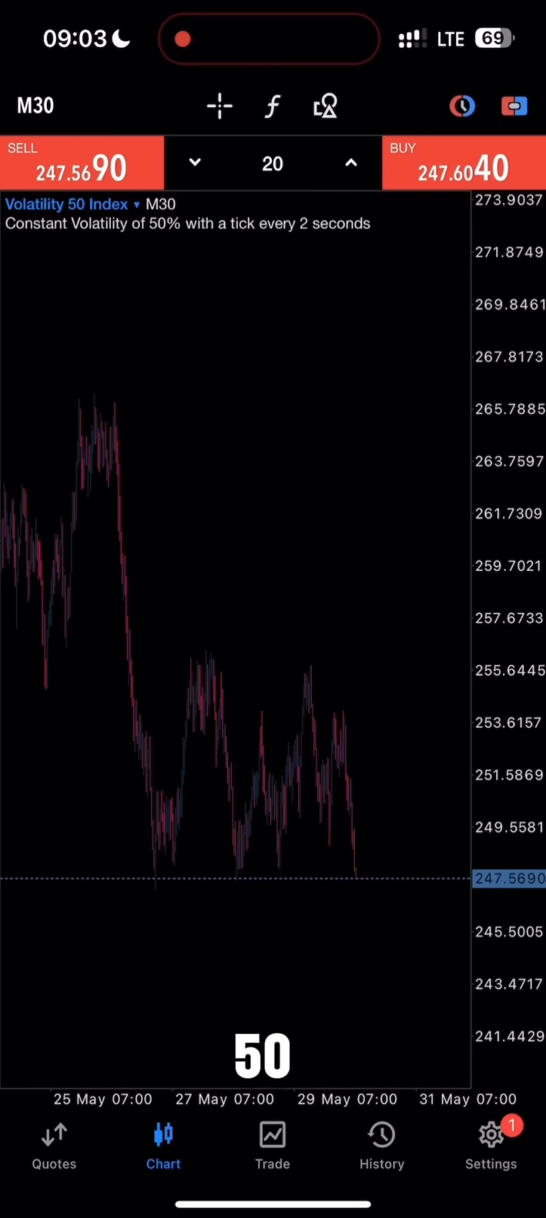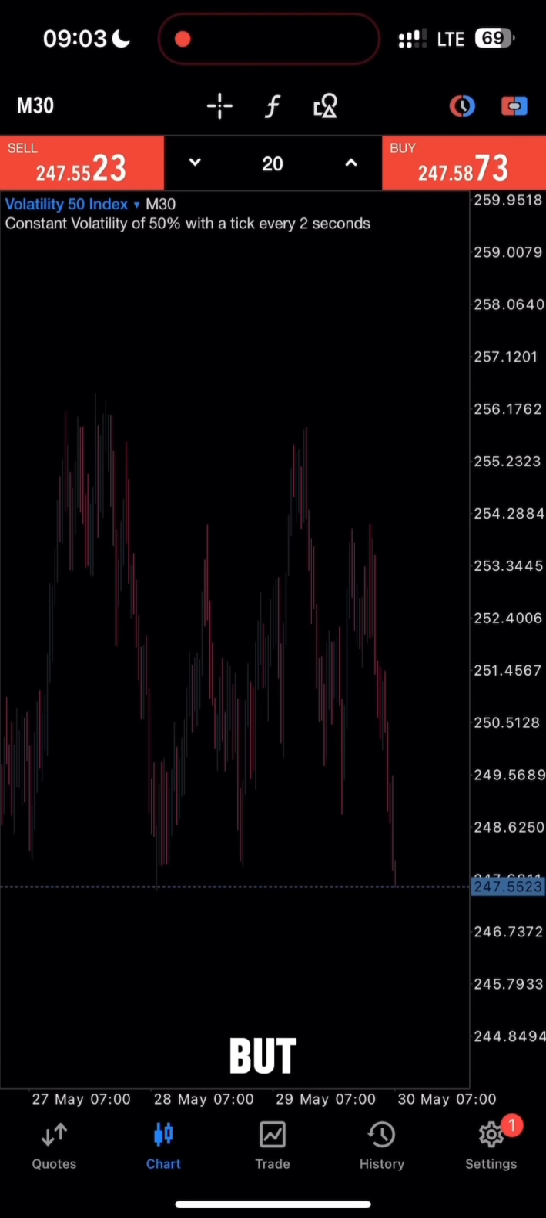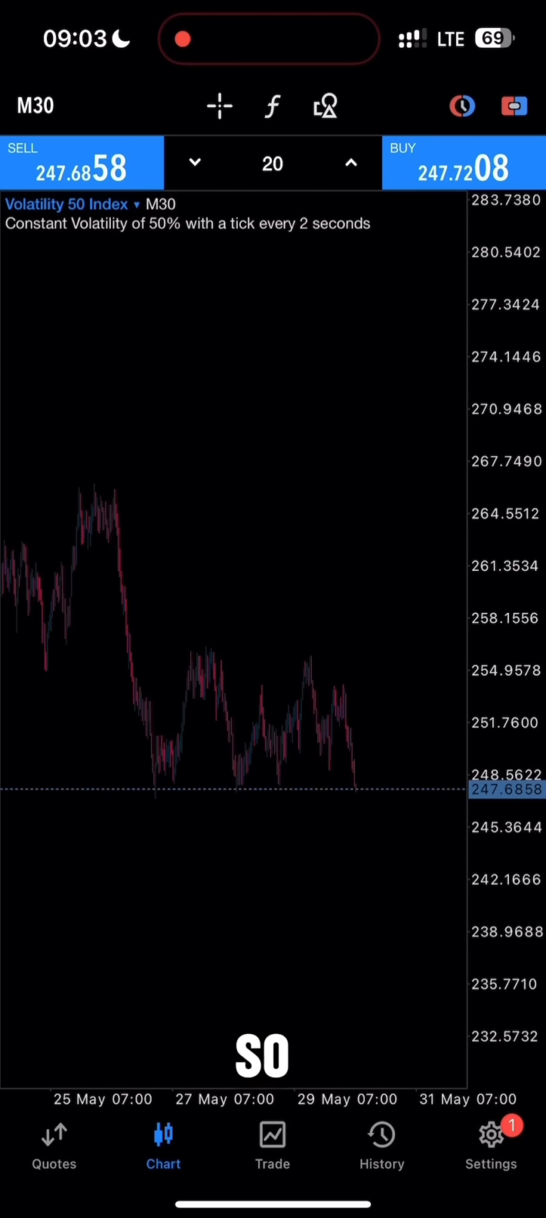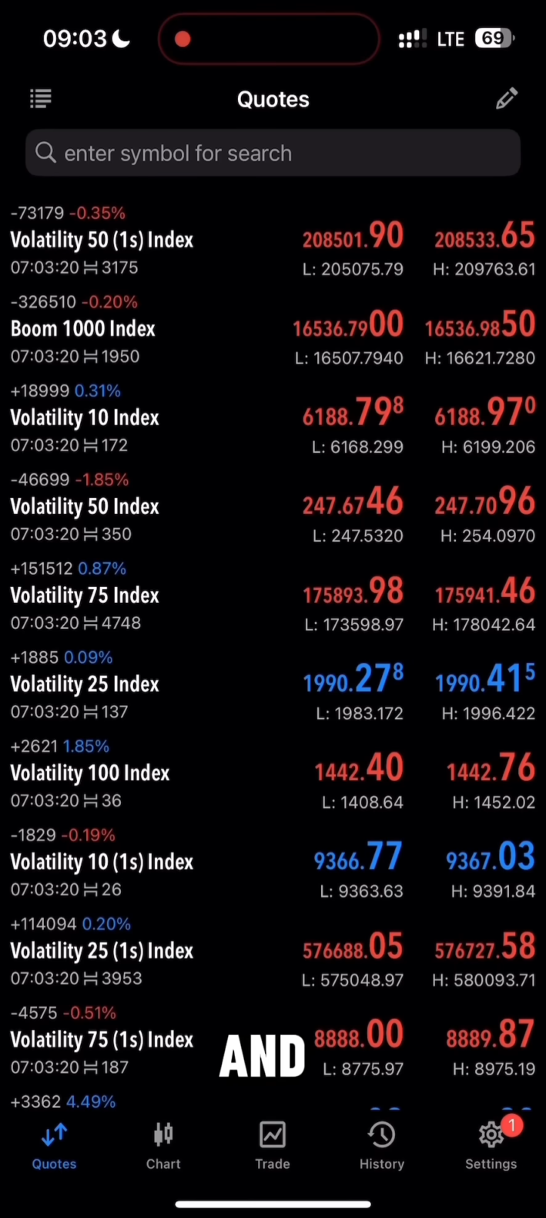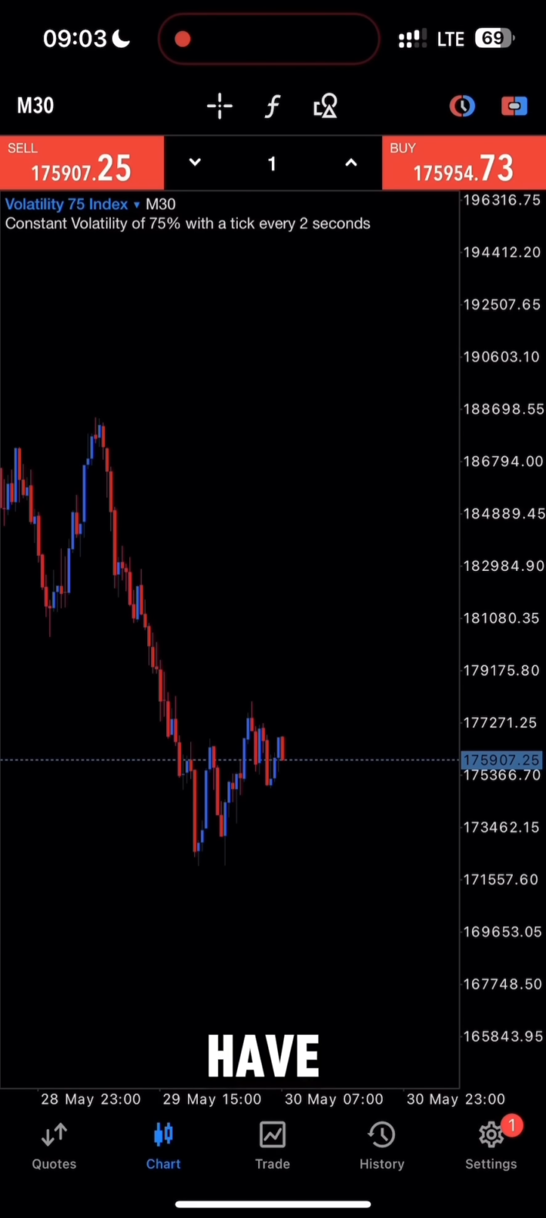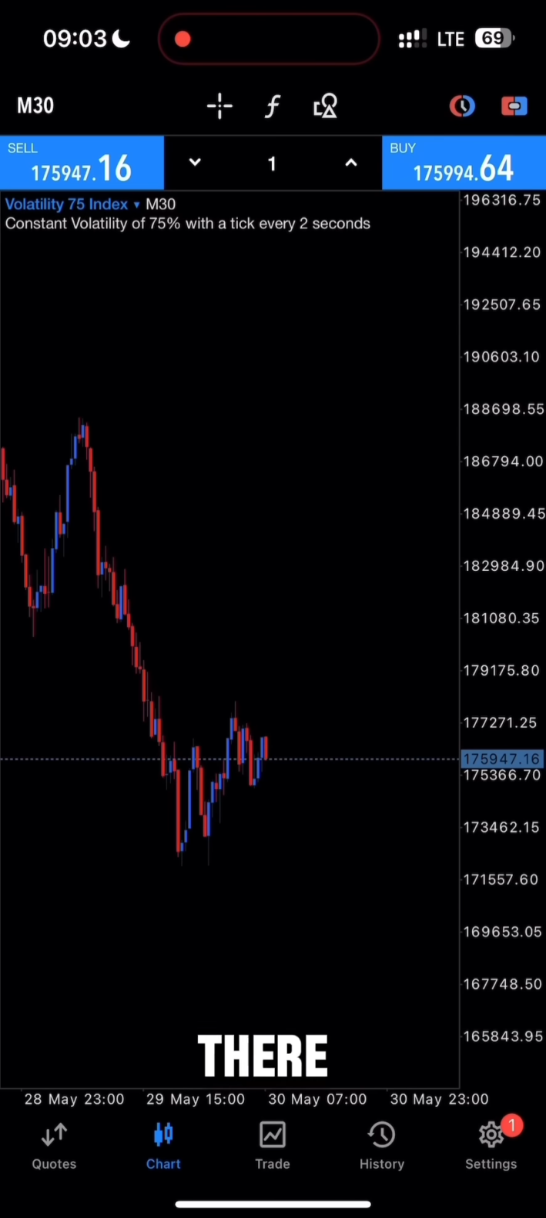We are in Volatility 50. There is something, but it is not clear for me to show you a very easy one, so I think I'm gonna schedule and find another one. In Volatility 75, we have it here. There is one over there.